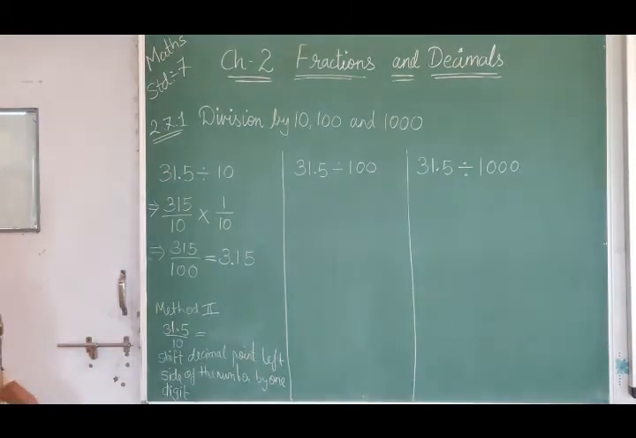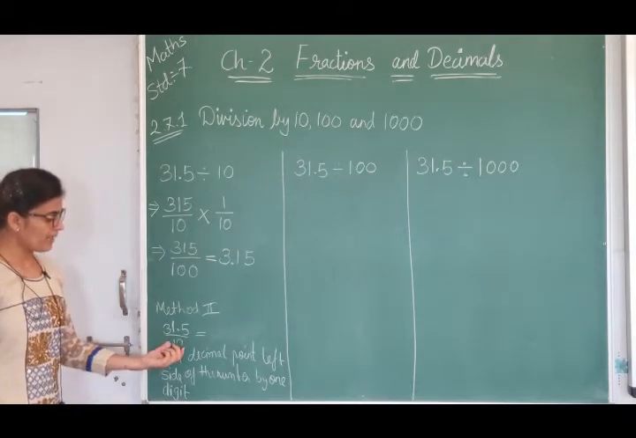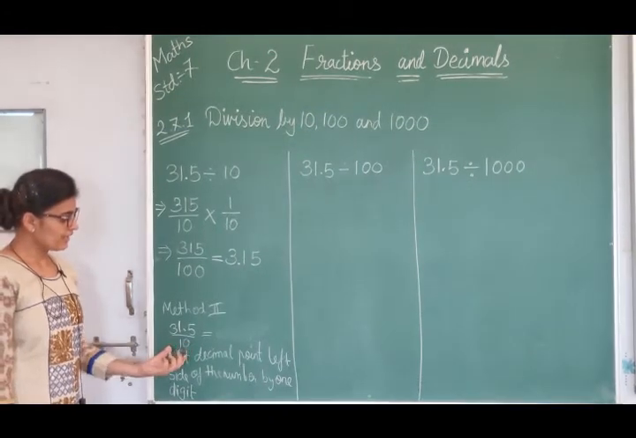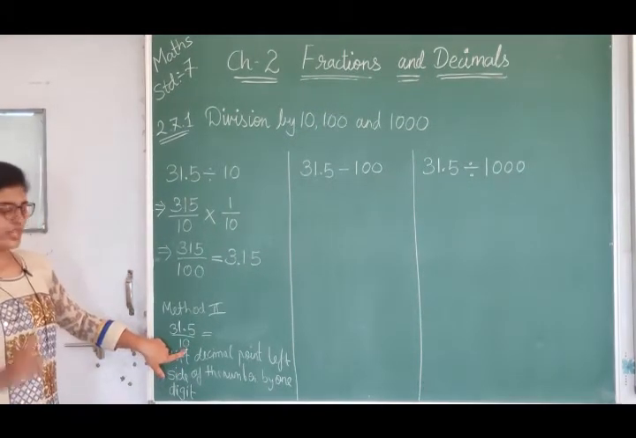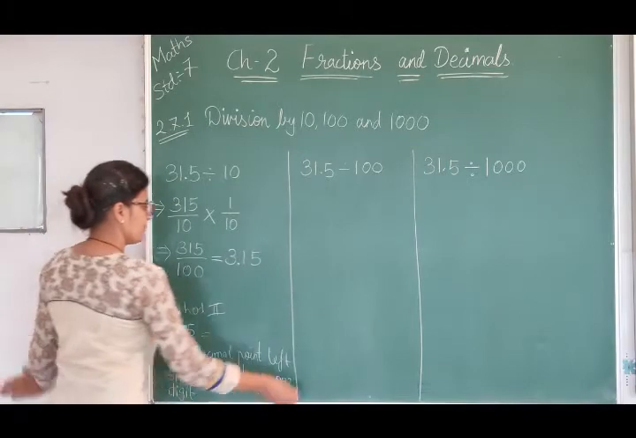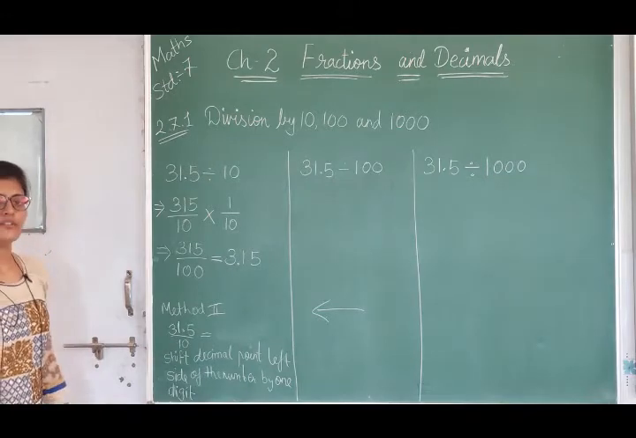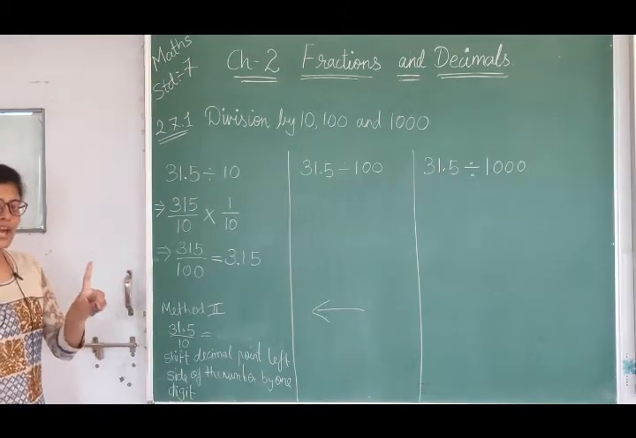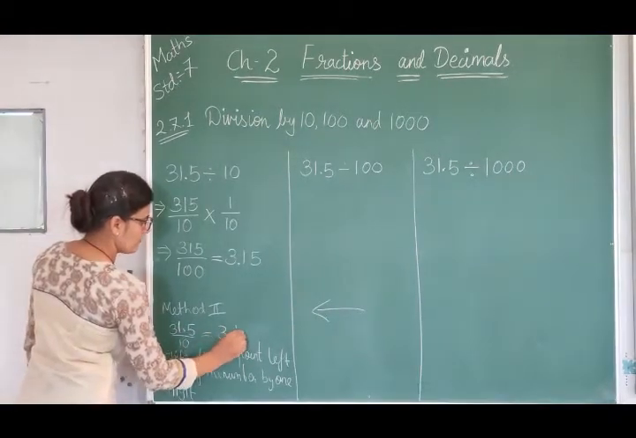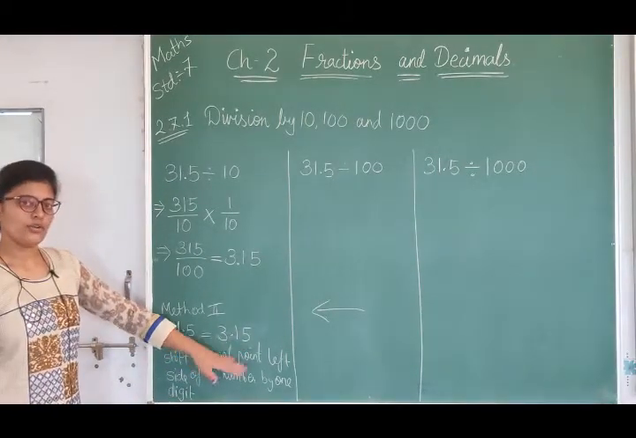Now another method is how to directly put the point. 31.5 and divided by 10. So I have put it in the division form, divided by 10. Now whenever we are dividing, here you can see only one 0. That means we have to shift that point to the left hand side. So already we have the point after 1, we have to shift it to the left side. But why? By 1 digit. Why? Because only one 0 is there. So the answer will be 3.15. Before, the point was after 1, now the point is after 3 or before 1.